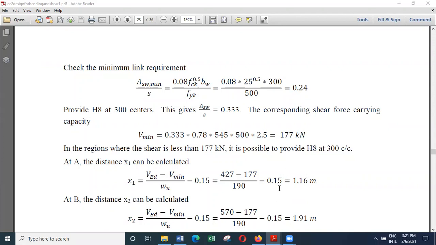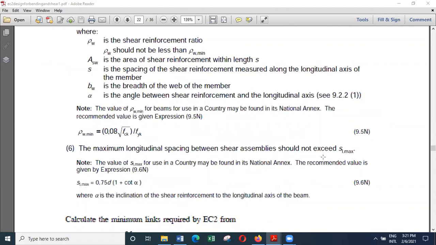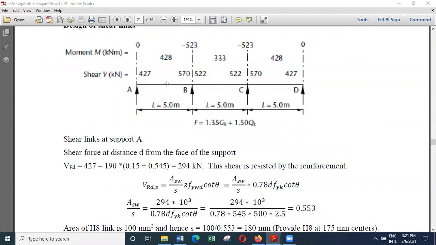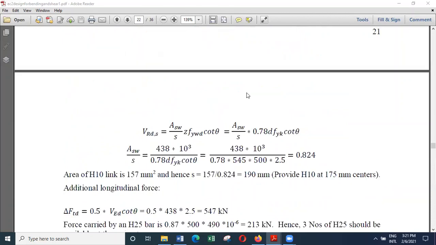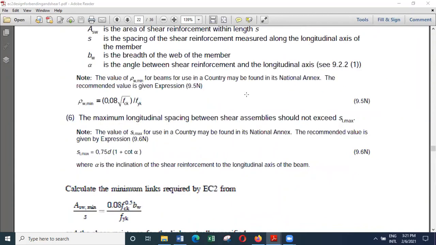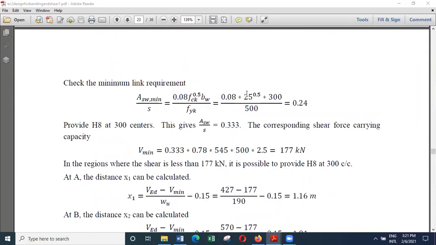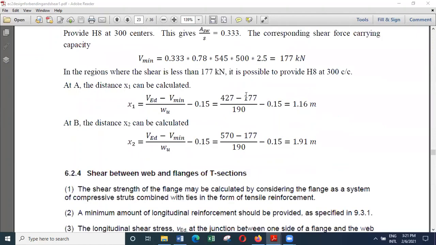So only a small portion of the beam, 1.16 meters from this side, 1.9 meters from this side, so it's about 2 meters and 1.4 meters in this region, you will be able to provide nominal links, which is H8 bars at 300 centimeters. So this way you can provide reinforcement in a beam.